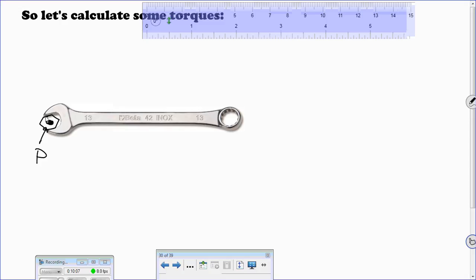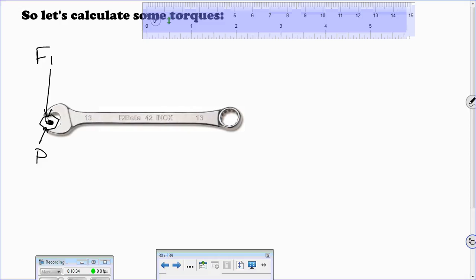Now, if I want to make this wrench rotate, I need to somehow produce a torque. And to get that torque, I need a force. So, first of all, let's talk about some things that will not produce torque. Would pushing right here, let's call this F1, would that produce a torque? No, that's like pushing on the hinges trying to open the door.